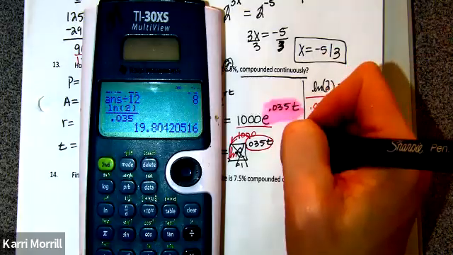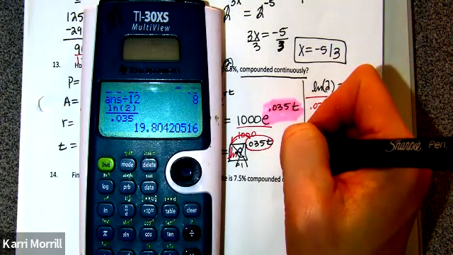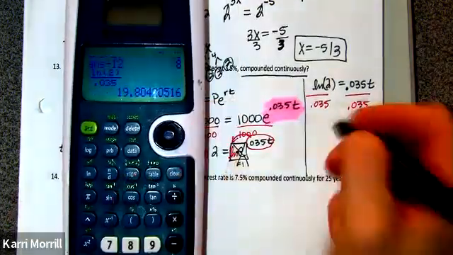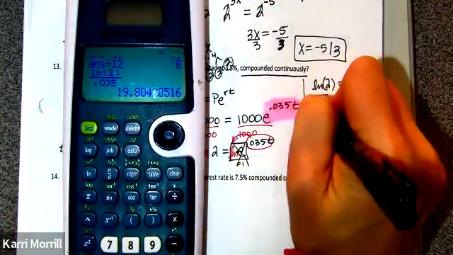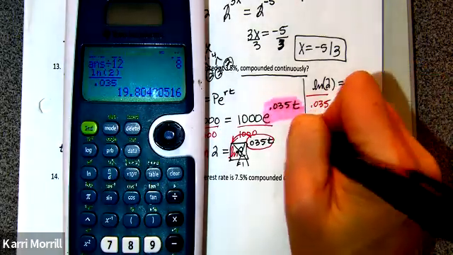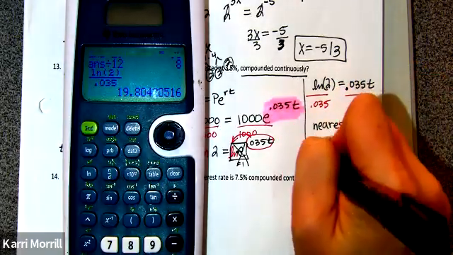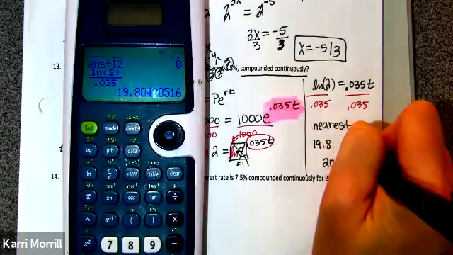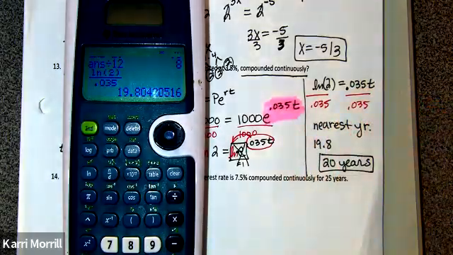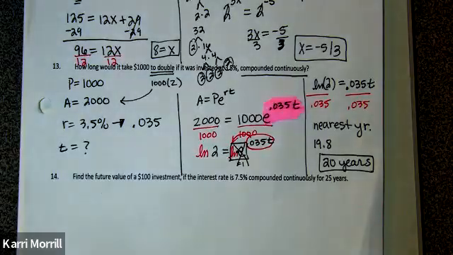They would give you rounding instructions, but a lot of times when they talk about how long, like years, they might round to the nearest year, like we did in our notes. So just read your rounding instructions. But if this was 19.8, then we would just round and say about 20 years.